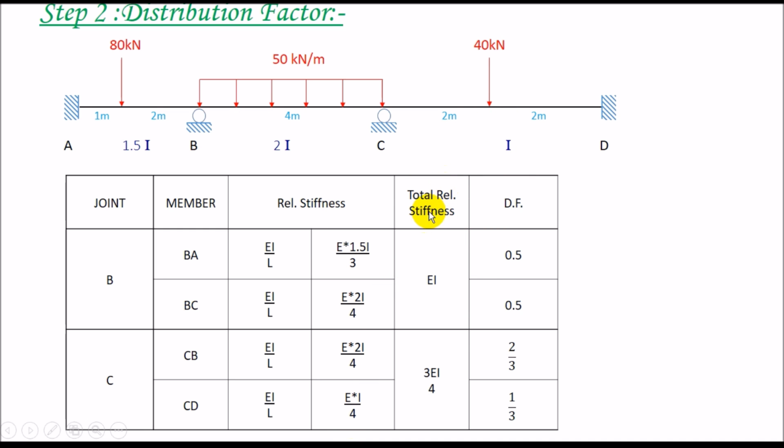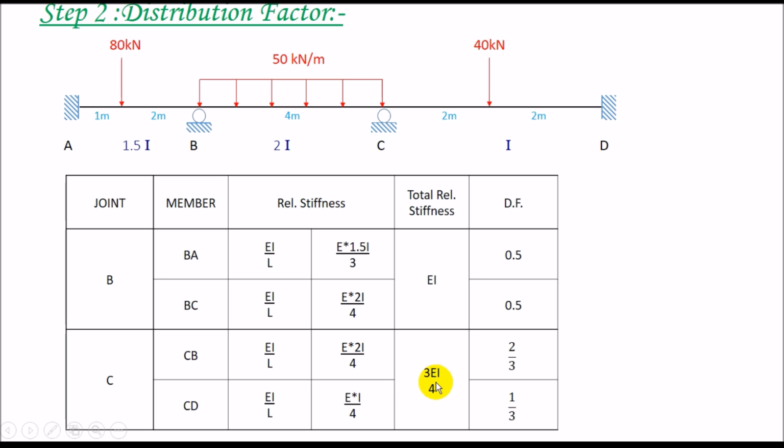What is total relative stiffness? It is the summation of relative stiffness of members connecting the joint. So total relative stiffness for joint B would be relative stiffness of BA plus relative stiffness of BC. If I add them, I get EI. Okay, and for joint C, if I add these two, I get 3 by 4 EI.